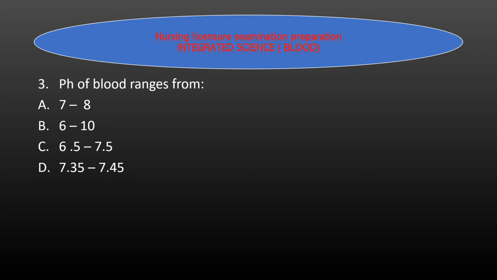Question number 3. pH of blood ranges from option A 7 to 8, option B 6 to 10, option C 6.5 to 7.5, option D 7.35 to 7.45. And the correct answer is option D, that is 7.35 to 7.45.